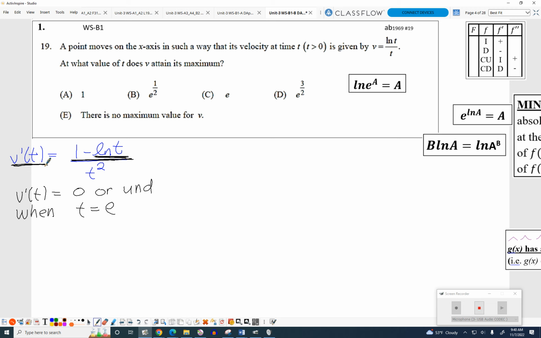Would you need to include t equals 0 to account for the undefined in the first half of the sentence? Perfect. We looked at the top alone. We figured that out. Like when the top is 0, v prime is 0. Top is 0 when t equals e. Then Dylan figured out, hey, if t is equal to 0, the bottom will equal 0, which means v prime would be undefined. That's perfect. Anybody else?